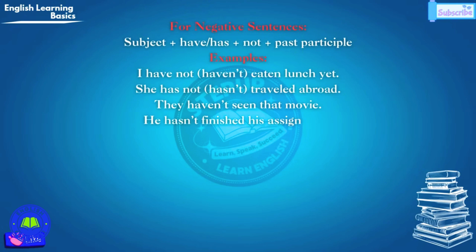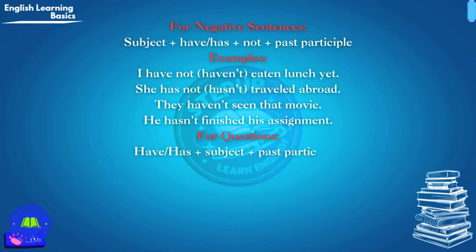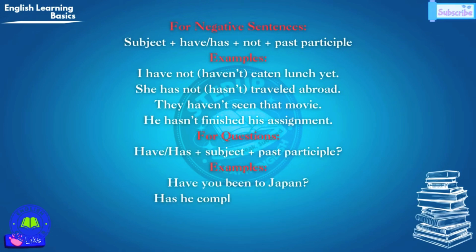For questions: have, has, plus subject, plus past participle. Examples: Have you been to Japan? Has he completed the project? Have they visited the museum? Has she read that book?